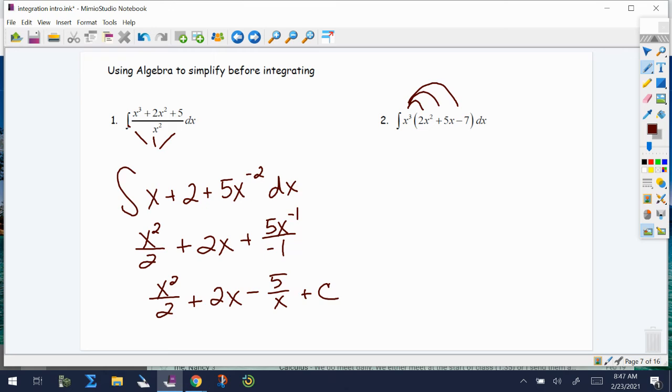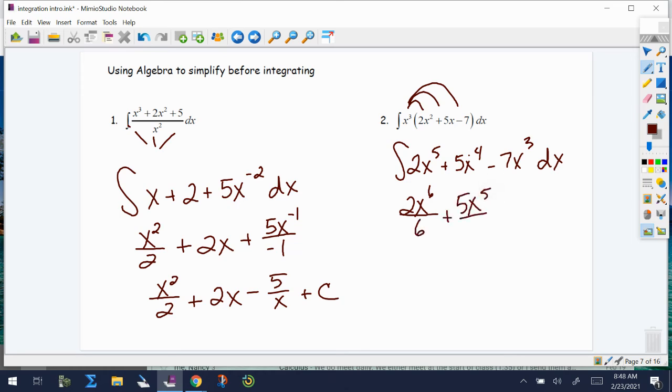Next one, you're going to want to distribute before you integrate. So when I distribute, I get 2x to the fifth plus 5x to the fourth minus 7x cubed. Then I'm going to integrate each piece. So I get 2x to the sixth over 6 plus 5x to the fifth over 5 minus 7x to the fourth over 4. Clean up your fractions. So we have x to the 6th over 3, or you could write it as 1/3 x to the 6th, plus x to the 5th minus 7/4 x to the 4th, and then plus c.